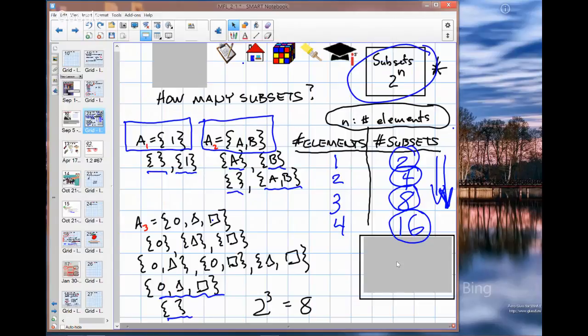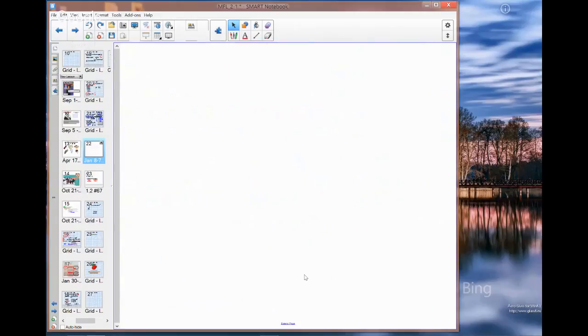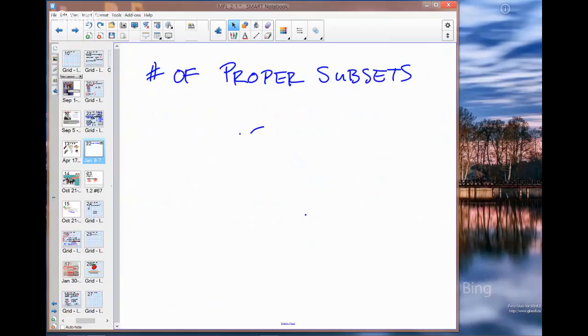Sometimes you'll also see, you'll see this in the book too, where it'll say: number of proper subsets is 2 to the nth power minus 1. Why? Because there's always one improper subset.